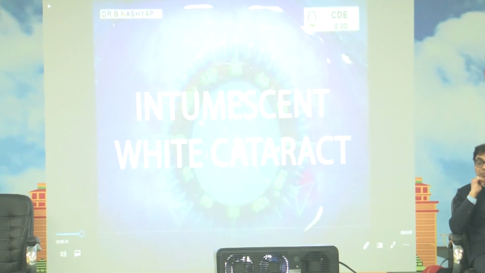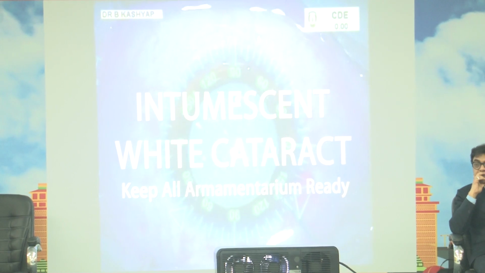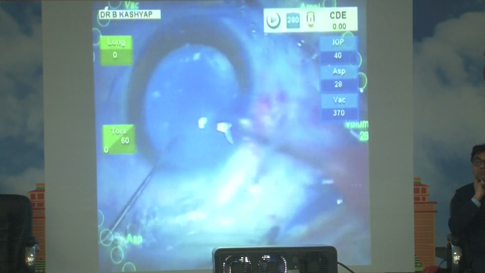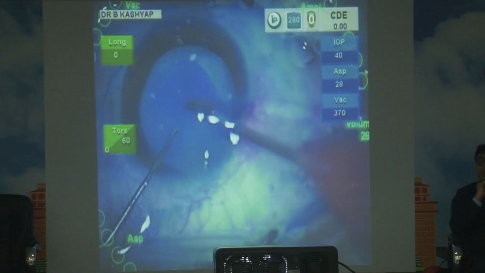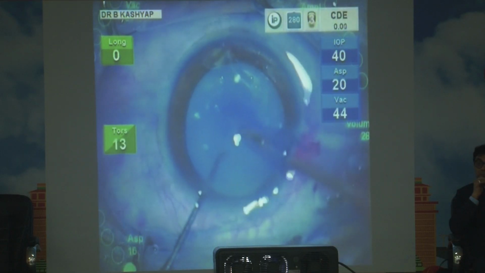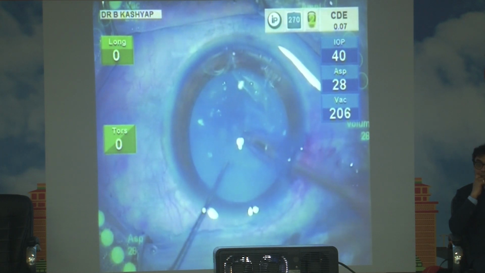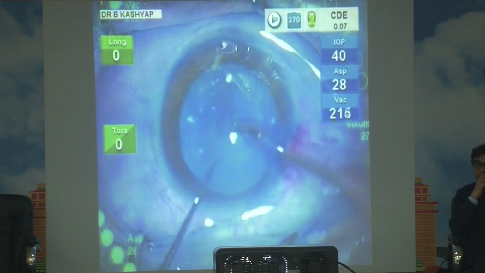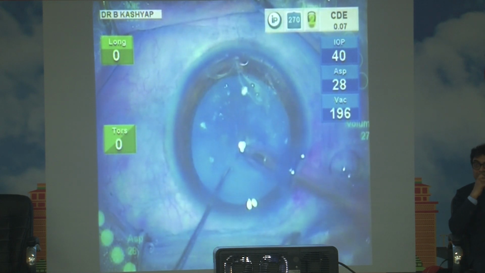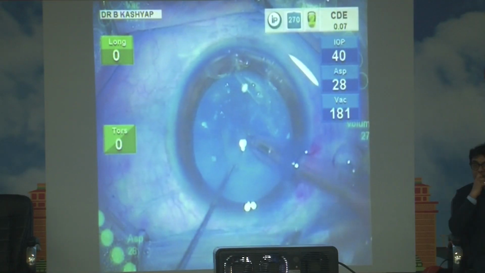This is the case of intumescent white cataract, for which we have to keep all armamentarium ready, like a big white shark in the ocean, which is difficult to conquer. It is not only the Argentinian flag sign associated with this, but there were some unexpected surprises encountered in this case. With the help of an image guided system, we gave the incision, and now we are doing capsulorhexis in quadrant mode, setting on the Centurion vision system with the balance tip.